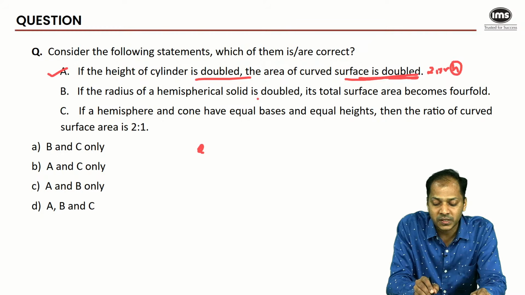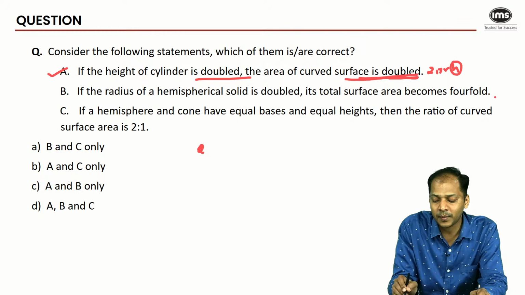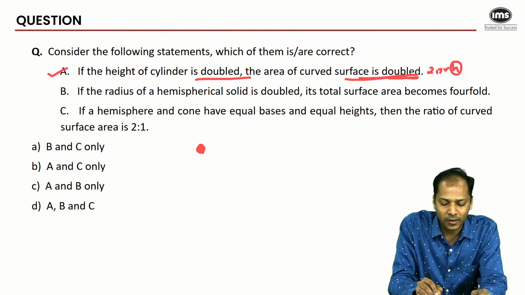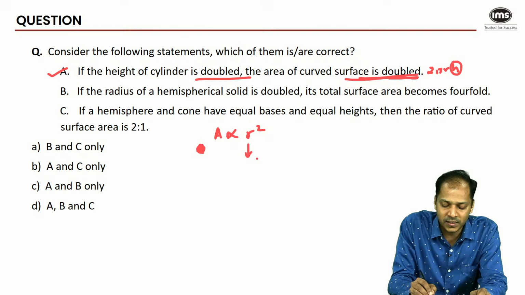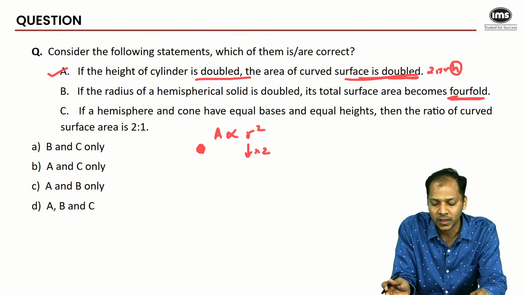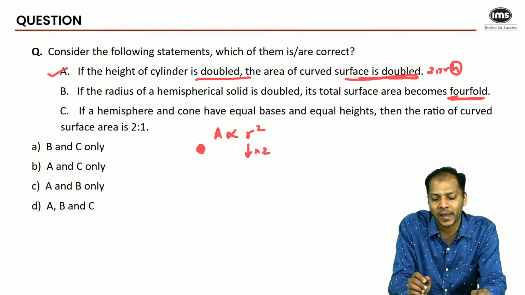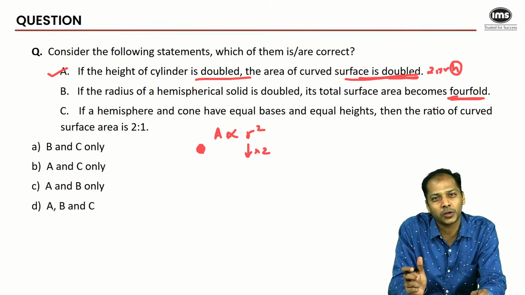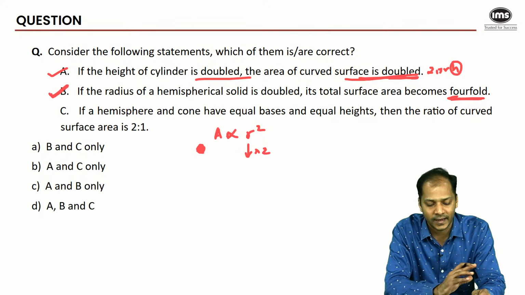If the radius of a hemispherical solid is doubled, the total surface area becomes fourfold. So if you are aware of the formula, area of a hemisphere is directly proportional to the square of the radius. If the radius becomes into 2, the area would be affected by 2 square, that is fourfold. Yes, so this also seems to be correct, because the total surface area of a hemisphere is equal to 3 pi r square. So it's directly proportional to the square of the radius. So this also sounds to be correct.